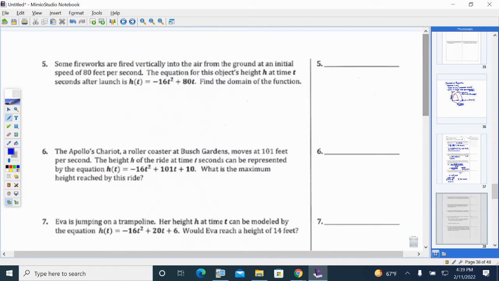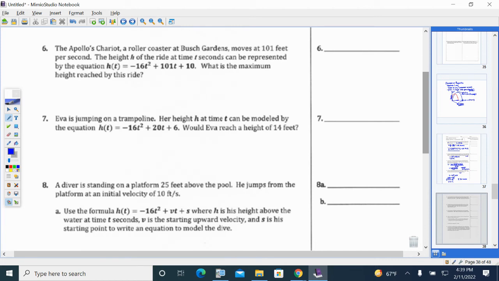Let's jump to number 7. Let's look at number 7. Eva is jumping on a trampoline. Her height h at time t can be modeled by the equation h of t is equal to negative 16t squared plus 20t plus 6. Would Eva reach a height of 14 feet? So it's asking here, how high can she get? What would her maximum height be?